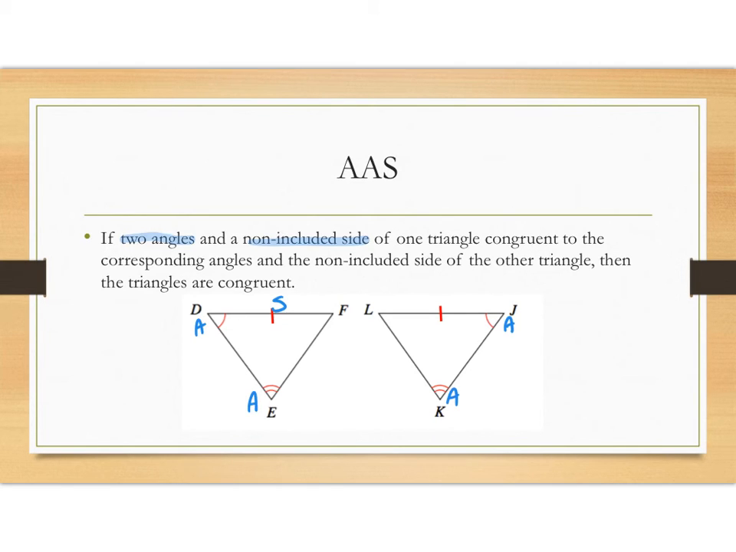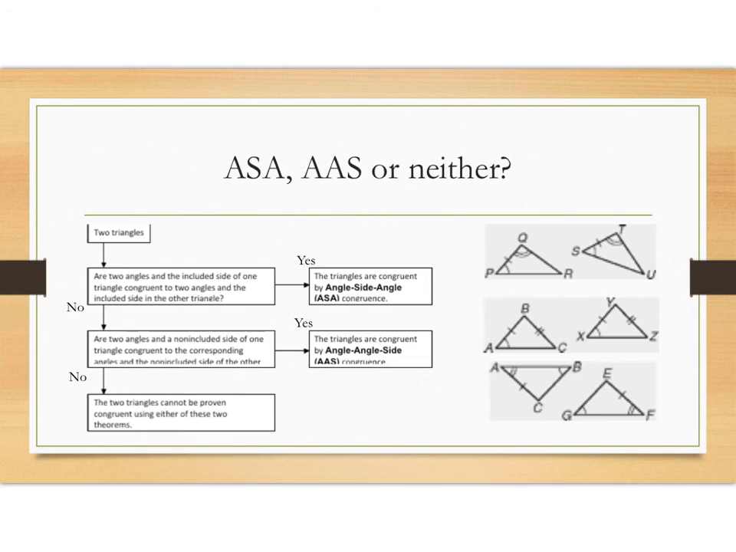Angle, angle, side. Here's a flow chart that can help you figure out which of those two theorems you might be able to use. This first example represents a case where we would use angle, side, angle. The second case has an angle and then two sides, but the angle is not included between the two sides. It's not in between them. So we cannot tell that those two triangles are congruent.